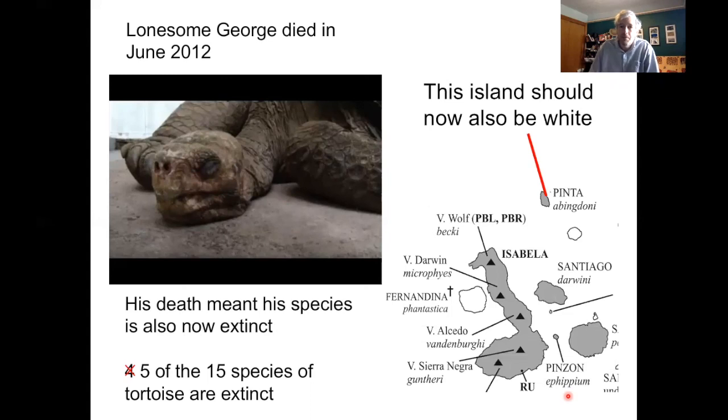In terms of this map, this little island should also now be white. It's kind of a sad story, and it shows you the fragility of some of these species on these small, charismatic islands. Okay, that is as far as I wanted to get to today.